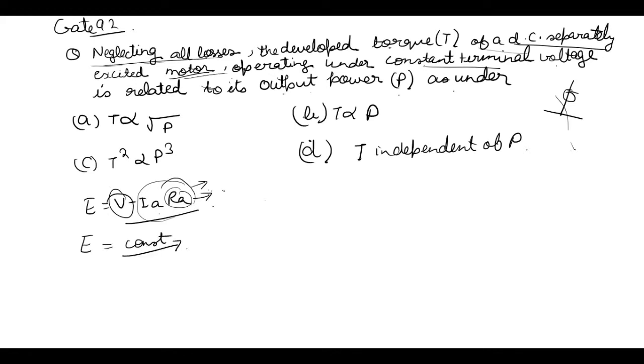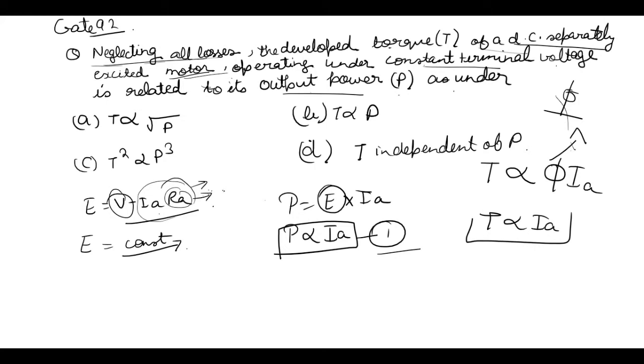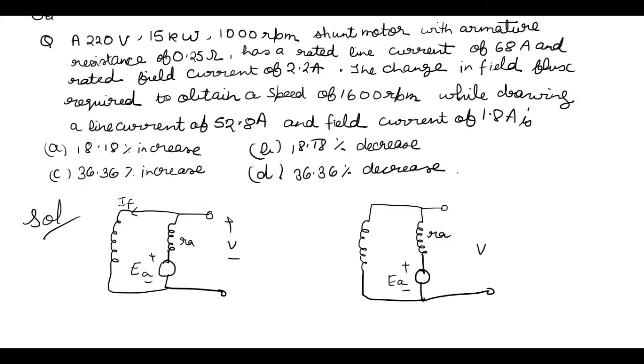Now for a DC motor, output power is E into Ia, and clearly E is constant, so P is directly proportional to Ia. This is our equation number 1. Now we all know that T is directly proportional to phi Ia, and since phi is constant because it is a separately excited motor, T is directly proportional to Ia. This is equation 2. So from 1 and 2, you can say that T is directly proportional to P. Option B is correct.